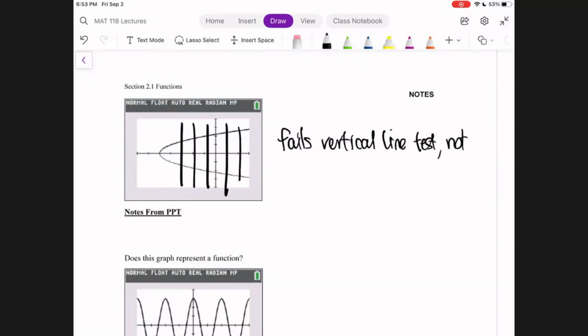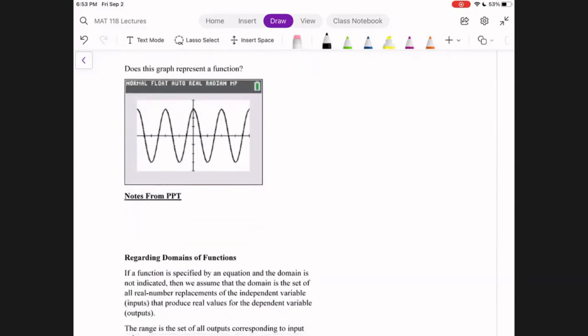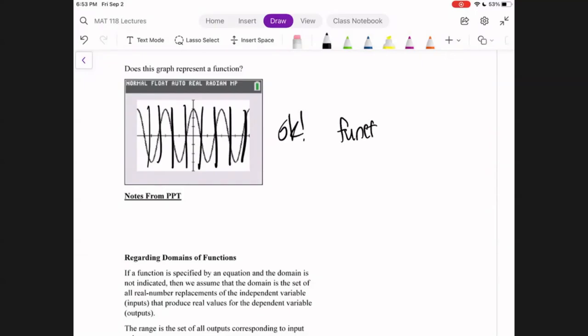So not a function. And for this next one, this actually passes. If I draw as many vertical lines as I want, it's never going to hit twice. So this is okay. It's a function. Passes the test.